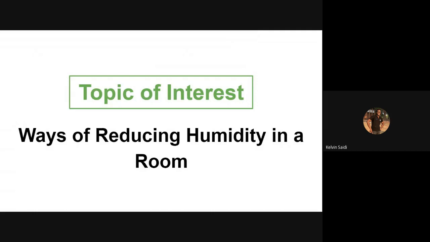The use of desiccants is advantageous because it is cheaper than the alternatives I've mentioned above, the air conditioner and the dehumidifier. You just put it in a room and it does the work. Whereas the dehumidifier and the air conditioner will require electricity, which will incur some further costs. The only disadvantage to this is that it has a slow rate of moisture absorption.